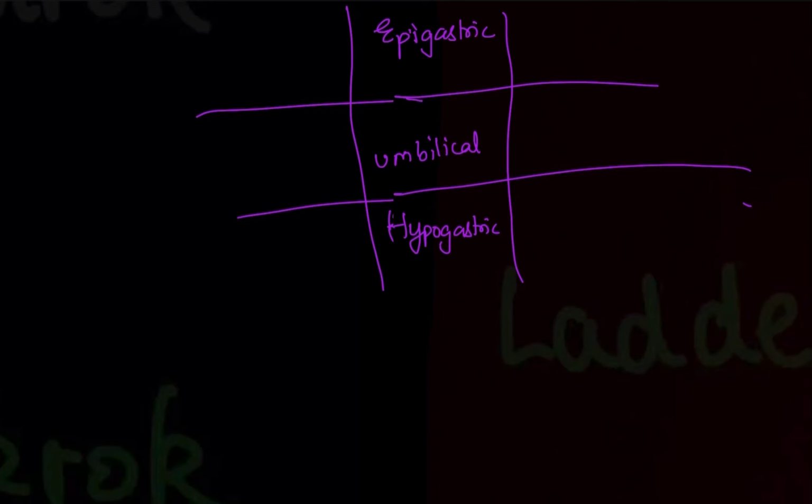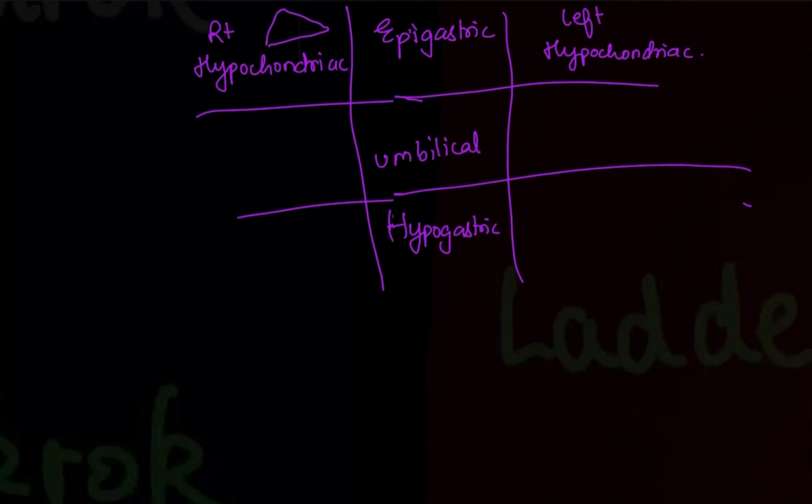Now on the right side of the epigastric region you have the right hypochondriac region, and you have the left hypochondriac region. Okay, so liver is present in this right hypochondria. Now it is so big that it extends till the left hypochondria. But the main point that you have to remember is that liver is a part of the right hypochondriac region.